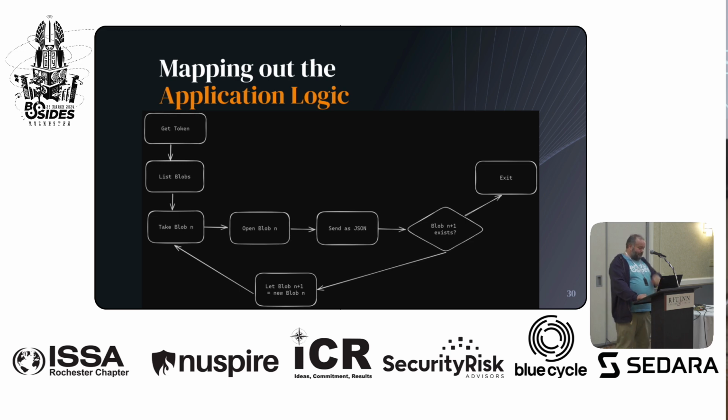And this is how the function app logic is going to work. We're going to get our token, then it's going to list the blobs, and then it's going to take a blob, say blob number 1. It's going to open it up, send it as a JSON object, and then it's going to check if there's blob number 2, and then it's going to go back and iterate until there are no more blobs. Then it's going to exit. Pretty simple stuff.